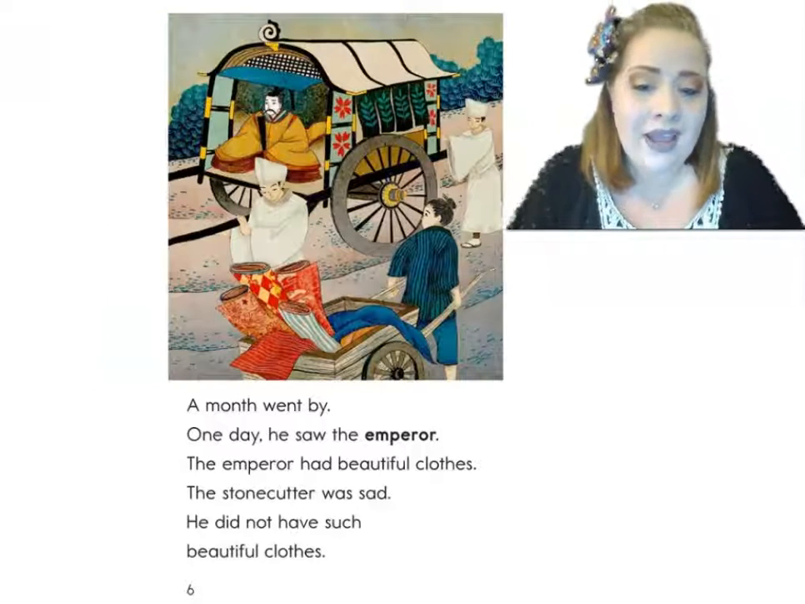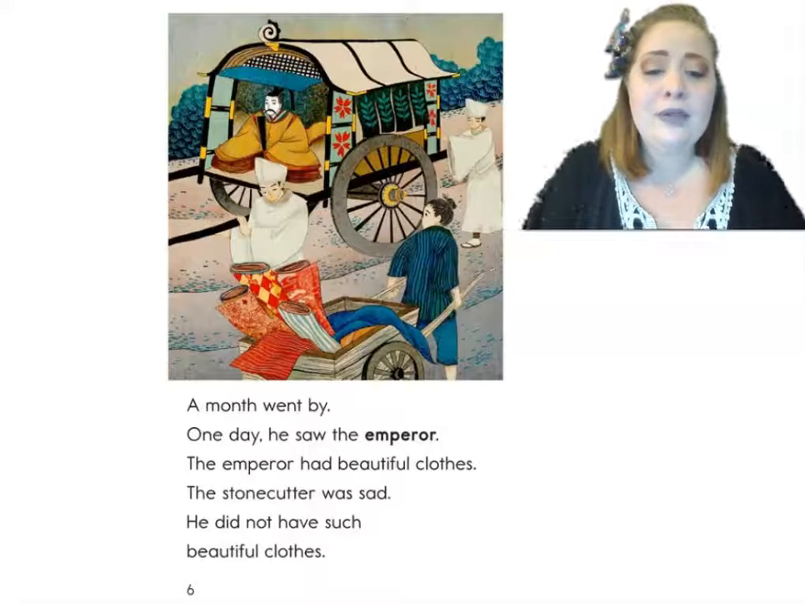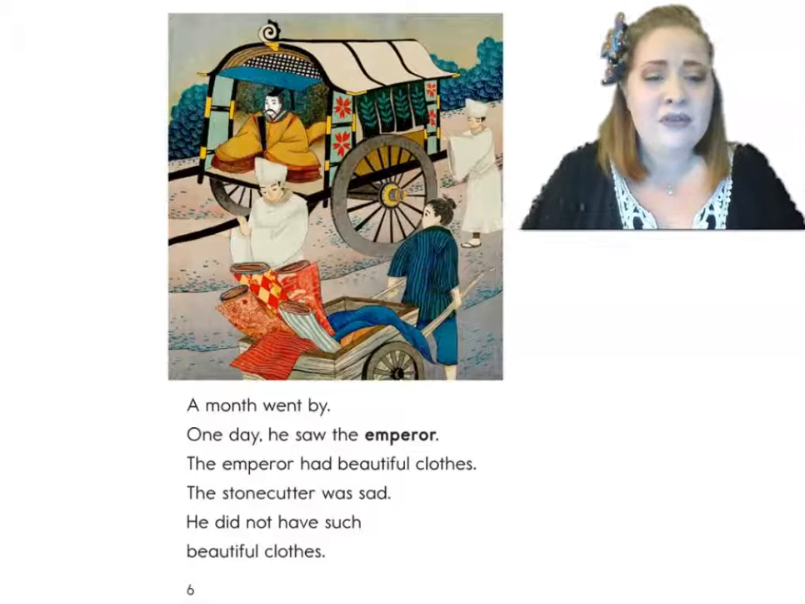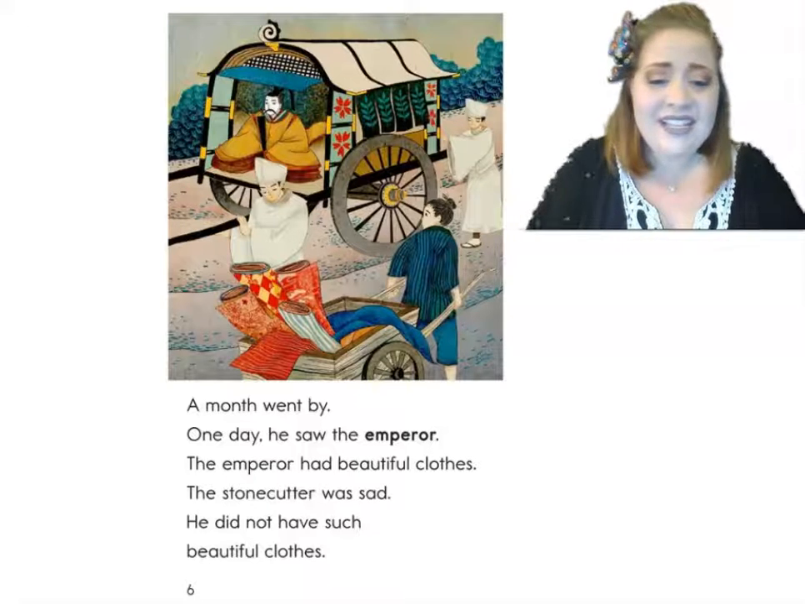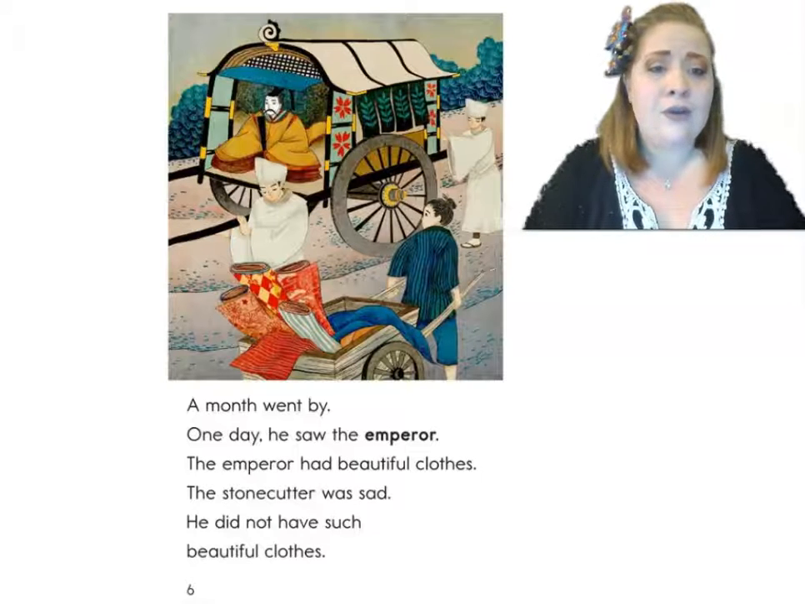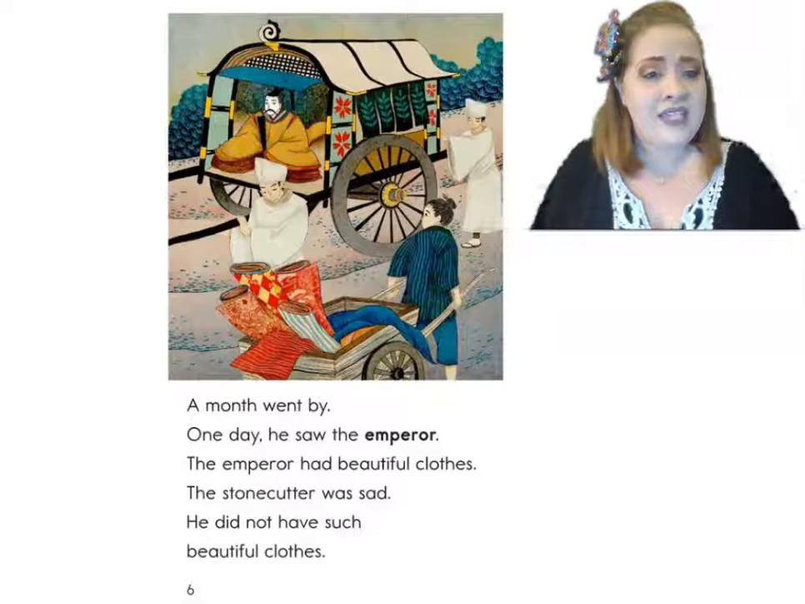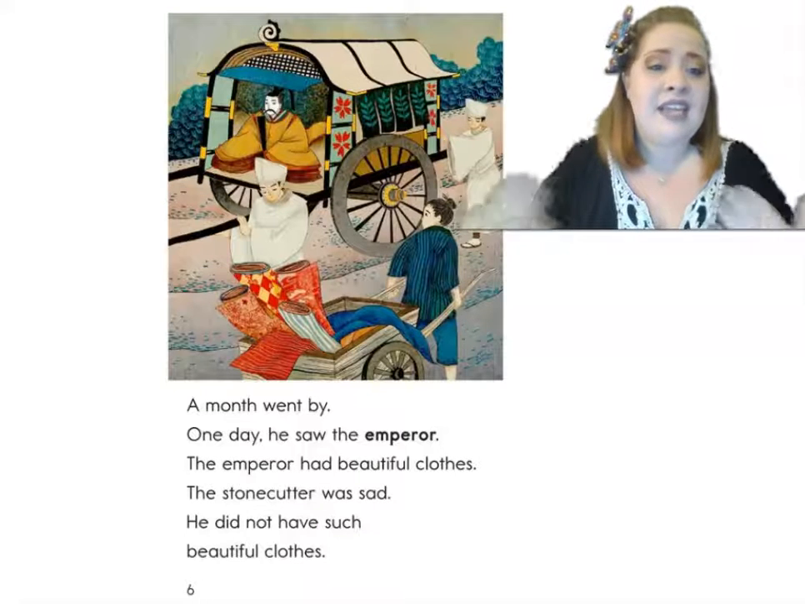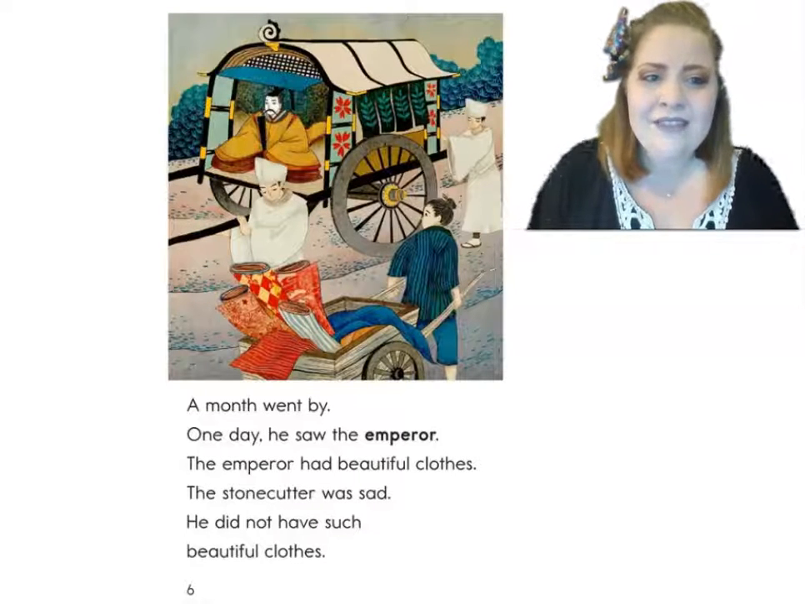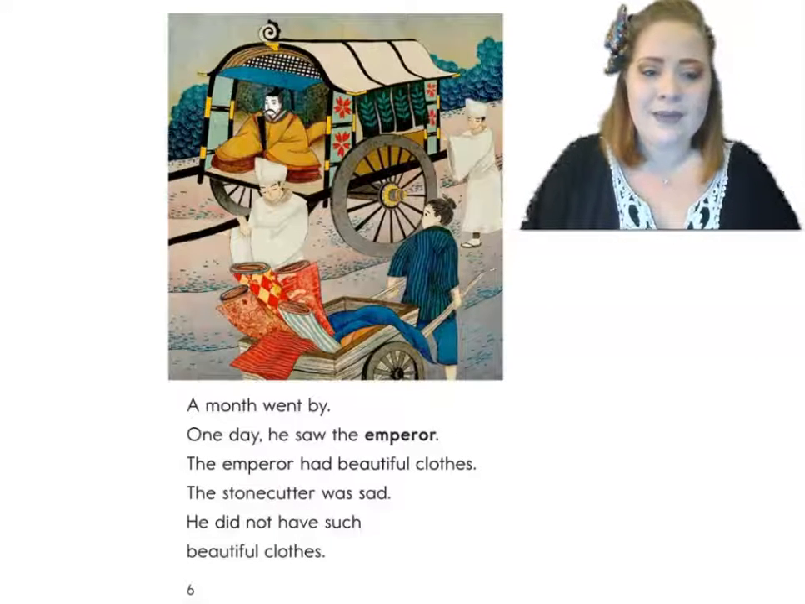A month went by. One day he saw the emperor. The emperor had beautiful clothes. The stonecutter was sad. He did not have such beautiful clothes. Oh, so now the stonecutter became a merchant and got the things that he wanted. And he sees the emperor and he's envious of the emperor too. He wants to be like the emperor with beautiful clothes. Let's keep reading and see what happens.